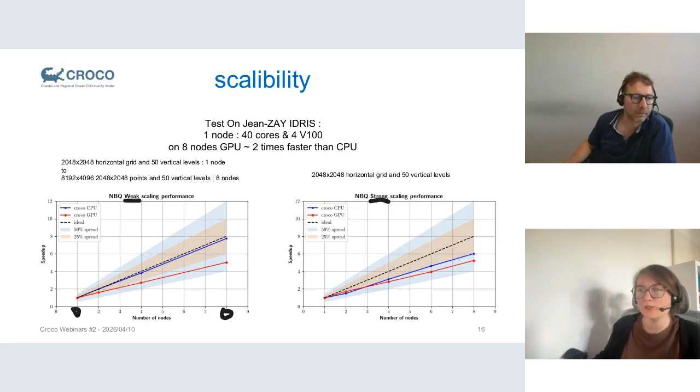Okay. Next question is from Sovara. So how much RAM do you have with your V100 GPU? With the V100, we have 32 gigabytes.